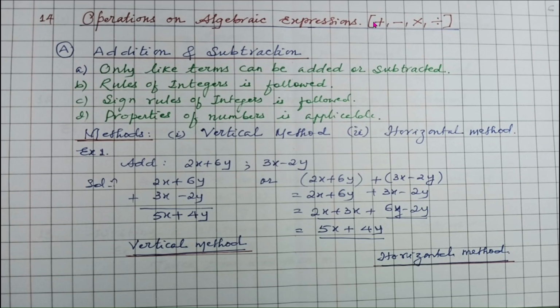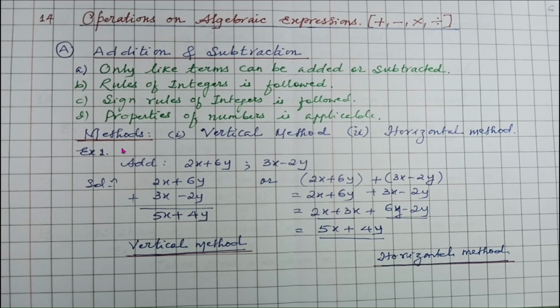Now operations on algebraic expressions. When we say operations, it is addition, subtraction, multiplication and division. So let us understand the addition and subtraction of algebraic expressions. Now there are certain rules. Remember, only like terms can be added or subtracted. Rules of integers are followed. Please understand, sign rules of integers are followed, and properties of numbers are also applicable. So these are the basic rules which you have to remember for addition and subtraction of algebraic expressions.